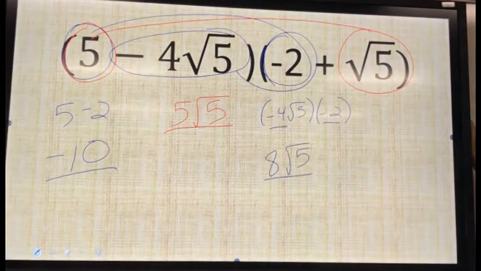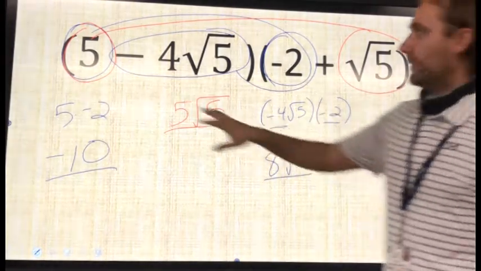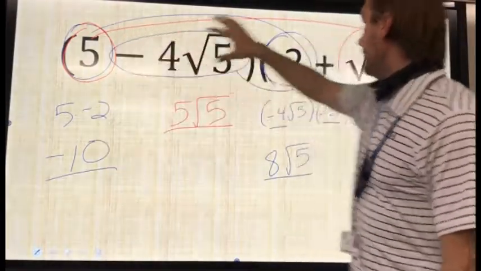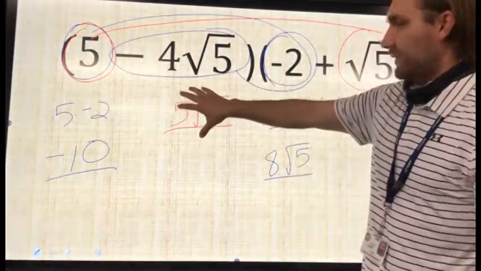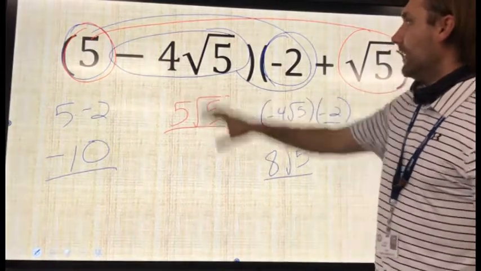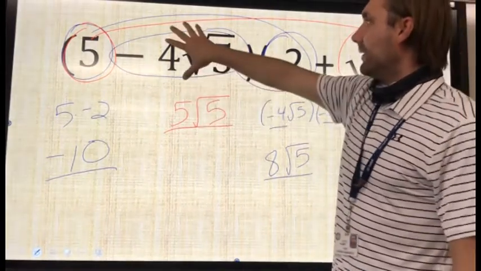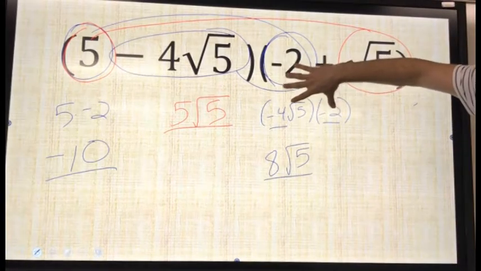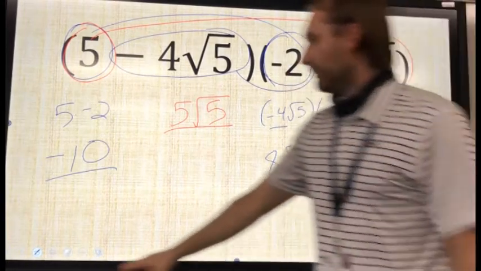Or do you see how I'm getting these numbers? Yeah. No? 5, negative 2, negative 10, 5, square root of 5. It's just 5 square root of 5. You gotta make sure you put the minus. Yeah. Negative 4 square root of 5, negative 2. Multiply our coefficients, it's a positive 8 square root of 5.